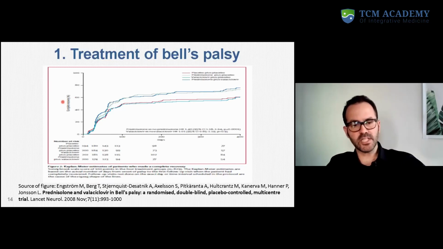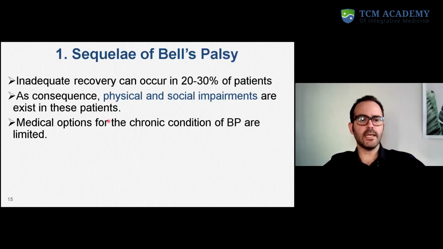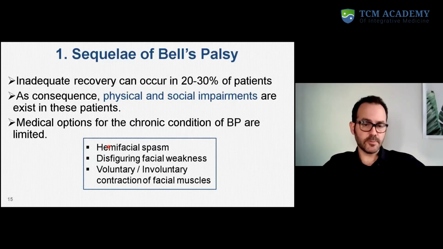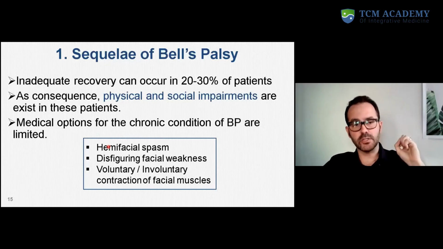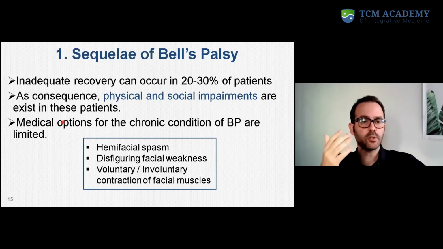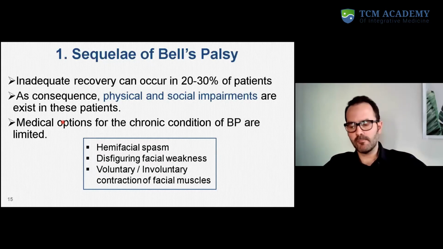From doing a clinical trial using the Sunnybrook scale, I can tell you that 60 to 70 is between moderate to moderately severe patients. So what I'm trying to say is that about 20 to 30% of these patients have complications, they have maladaptive recovery. As a consequence, these patients suffer from hemifacial spasm, facial weakness, and voluntary or involuntary contractions of the facial muscles. Due to that, they have physical and social impairments, and the medical options for this chronic condition are quite limited. Besides surgery, there is no evidence to support that surgical interventions are useful for these patients. Basically, there aren't many medical options for them.